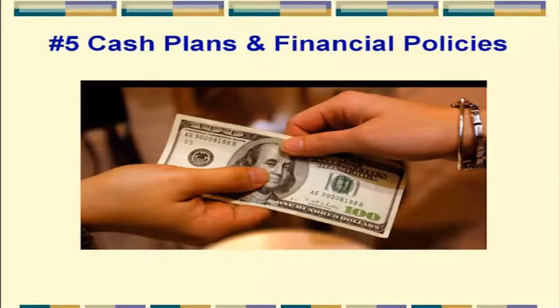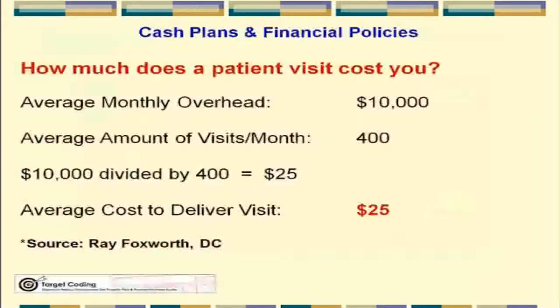All right, we're up to step 5, which are cash plans and financial policies. So let me ask you a question. You ever think about how much it costs you to give a patient a treatment? Let's say your overhead is $10,000. That's everything, your rent, staff, all your leases on equipment, everything that it costs you to run your business costs $10,000, and you see 100 visits a week, which is 400 per month. 10,000 divided by 400 visits means it costs you $25 for each visit.